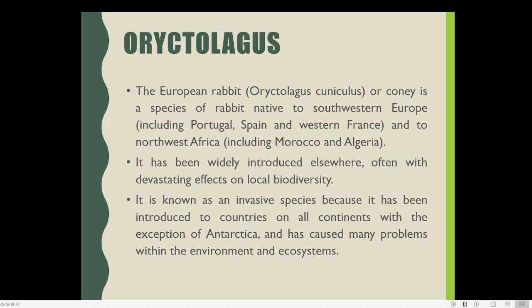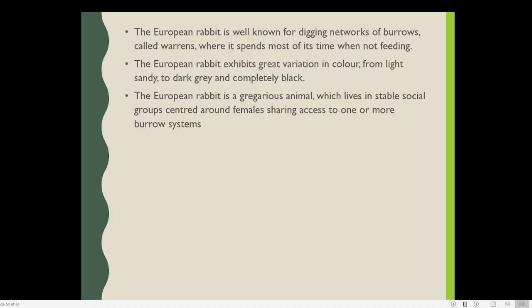Invasive means it will be spreading very fast, because this rabbit has no natural enemies here, and it will be competing with our native rabbit or hare. So it is present in almost all the continents except Antarctica. In many parts of the world it is considered a pest, because it attacks agricultural plants and feeds on them. Then the European rabbit is well known for digging a network of burrows called warrens.